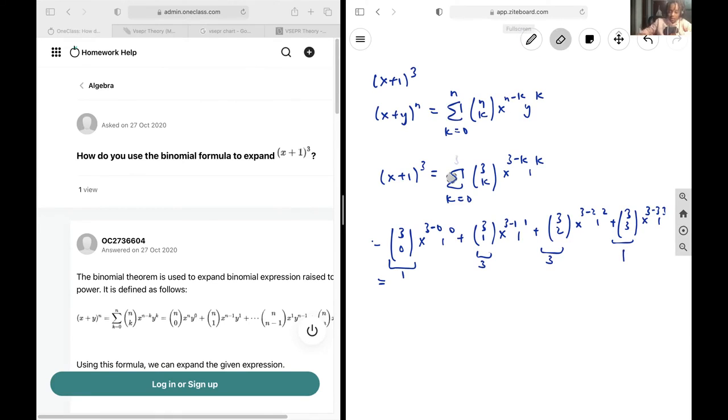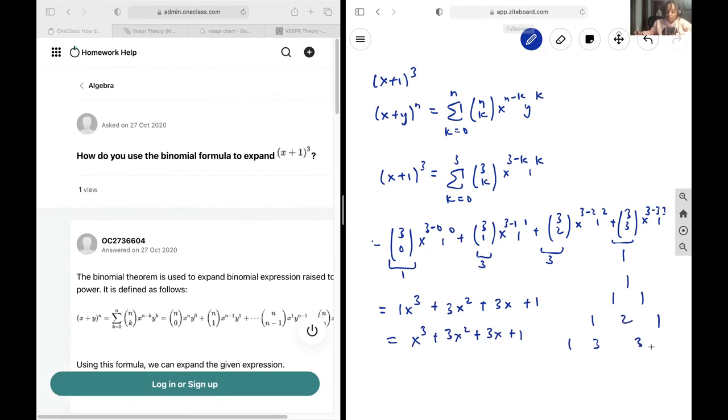So the final answer will look like 1x cubed, 1 to the power of 0 is 1, plus 3x squared, plus 3x, plus 1. And then we simplify that: x cubed, plus 3x squared, plus 3x, plus 1. Additionally, you could just use Pascal's triangle to figure out what the coefficients should look like, and they're correct. 1, 3, 3, 1.